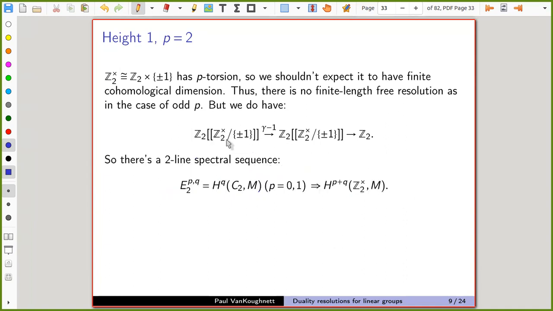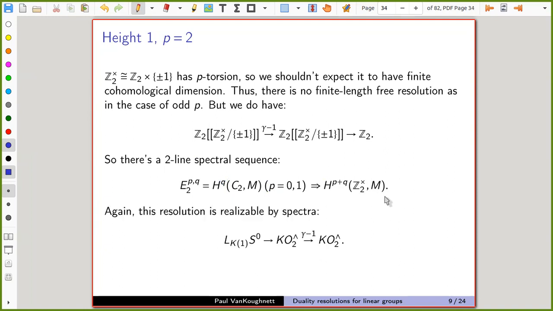In particular, if we take maps, so I guess now if we take maps from these two terms in the resolution and try to use it to compute the cohomology of Z_2 cross, we get a two-line spectral sequence, which I might have my P and my Q switched here, actually. I think this Q should be a P and the P should be a Q. But anyway, it doesn't really matter. So there's a two-line spectral sequence where both of the lines are the group cohomology of the cyclic group of order 2 acting on your coefficients, and this computes the group cohomology of Z_2 cross. And again, this is realizable by spectra.